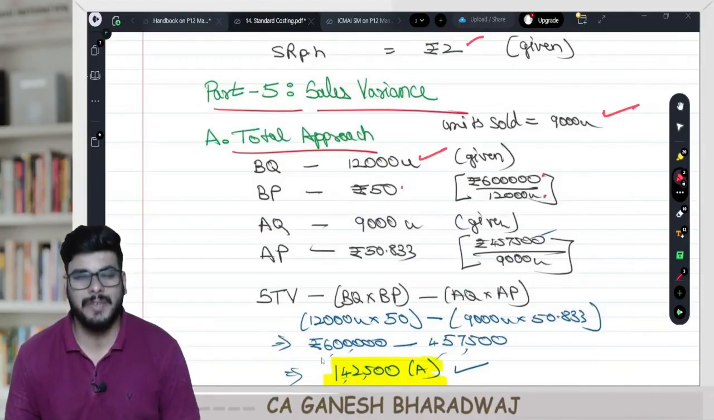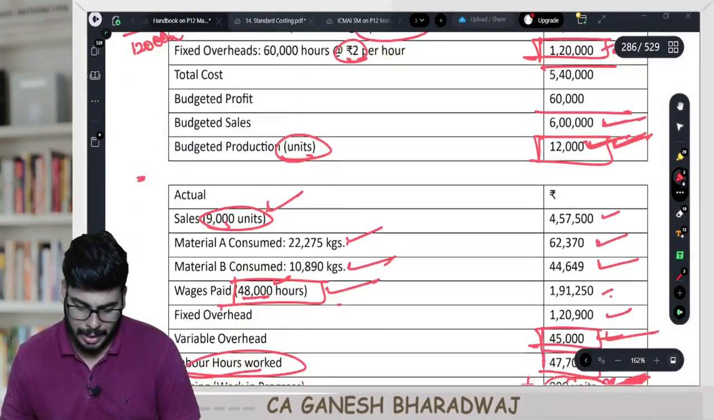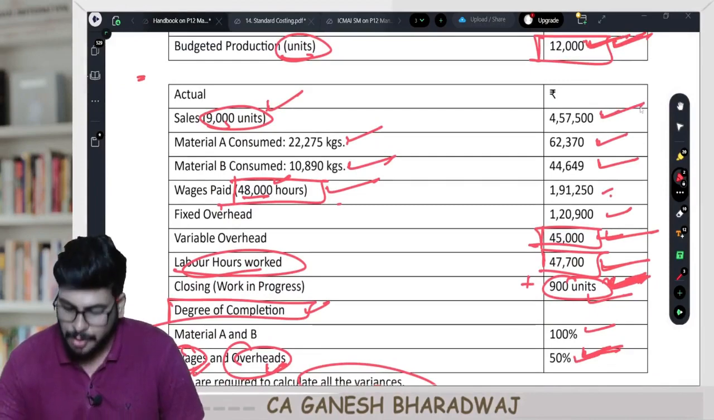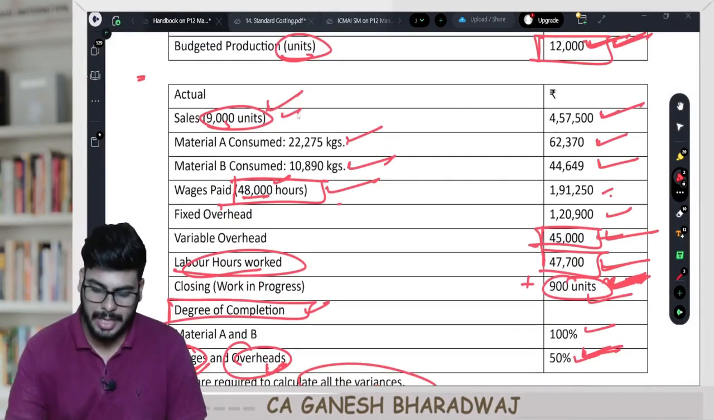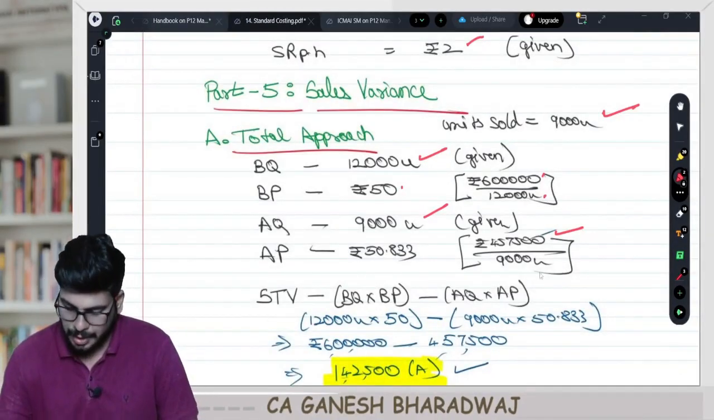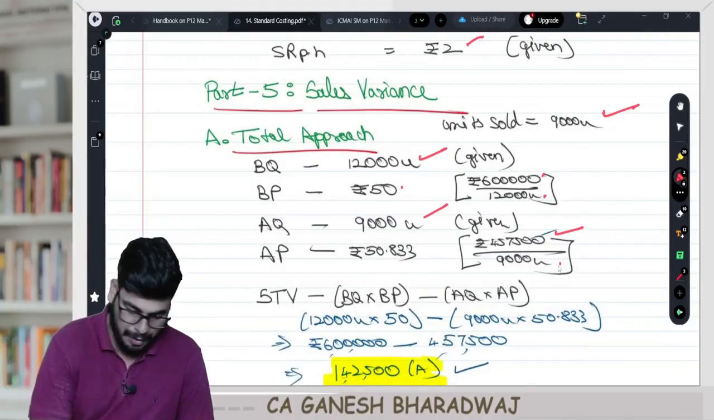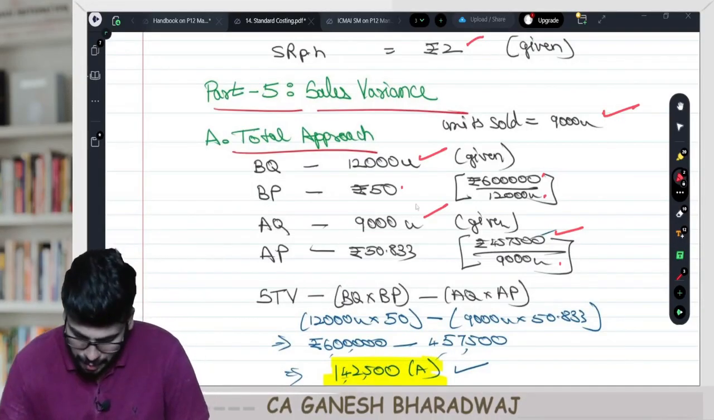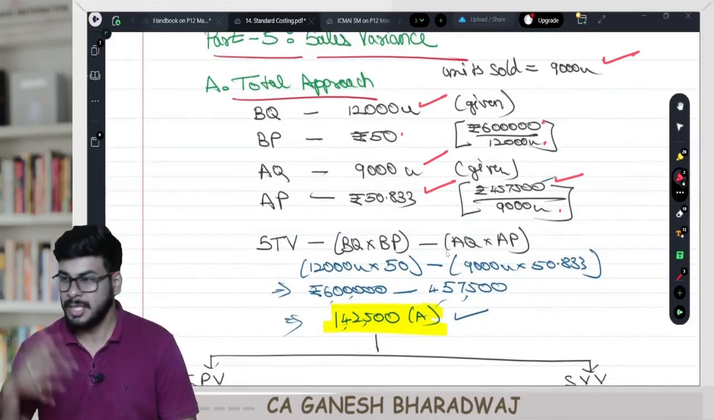Actual quantity, how many units were actually sold? 9,000 units. And what is the actual price? Now it's not directly given, but the actual sales figure is given: 4,57,500. Actual units is also given as 9,000. Divide the two, you get the actual selling price. So how much is that? 4,57,500 divided by 9,000 units, it's going to be 50.8333. Are you clear with this, guys? Fine. Now you have the figures just substituted.